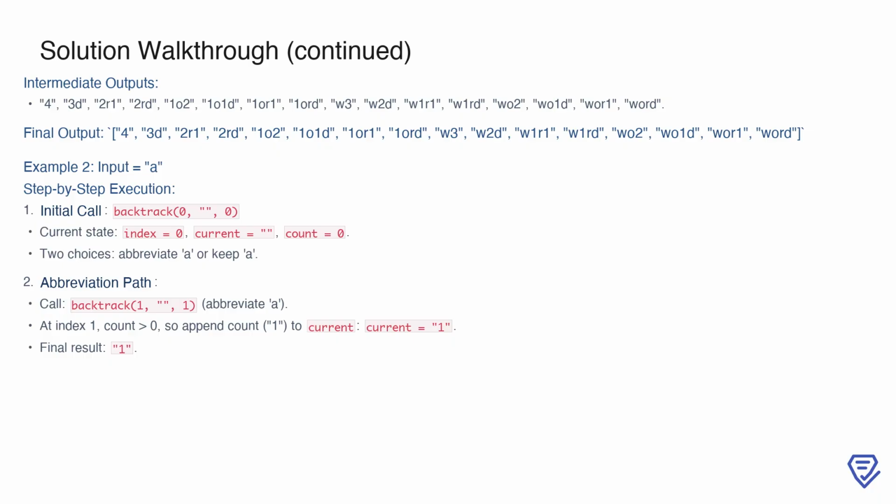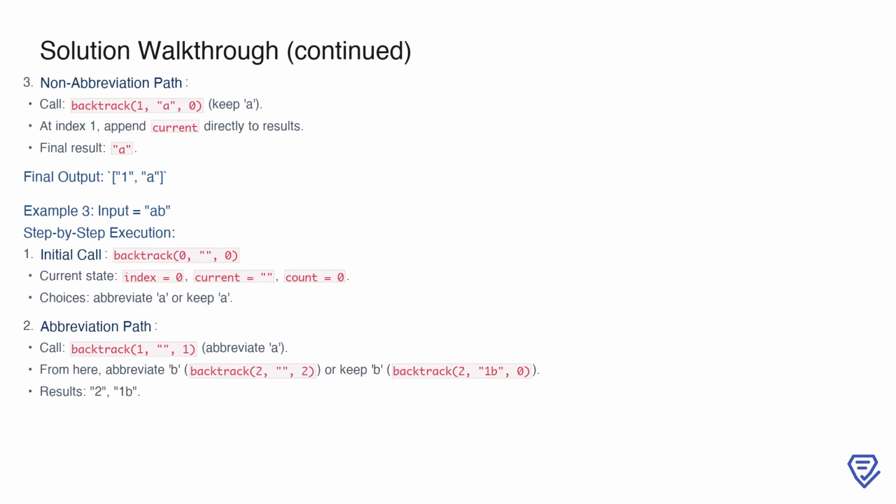At this point, we have 2 choices again: abbreviate the character or keep it. If we choose to abbreviate, the count increments to 1, and since we've reached the end of the string, we append the count to the current string, producing the result 1. On the non-abbreviation path for the input a, we choose to keep the character in the current string, resulting in a recursive call with the current string updated to a when the count reset to 0.